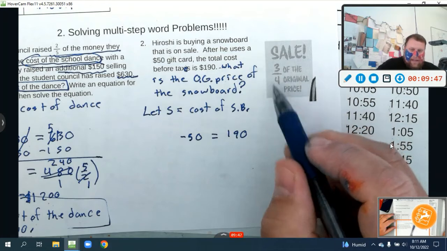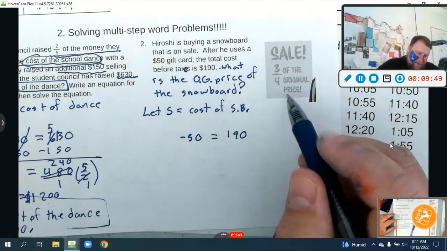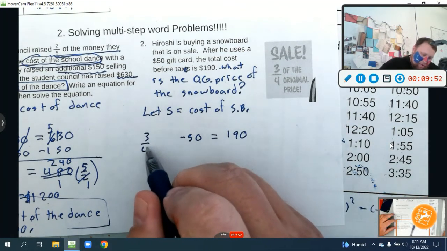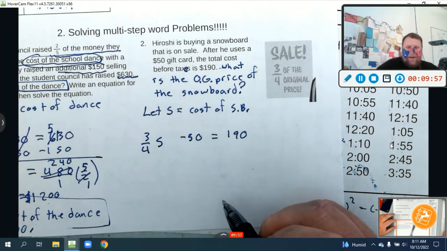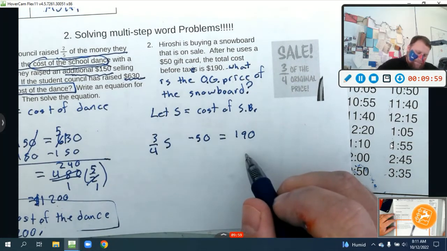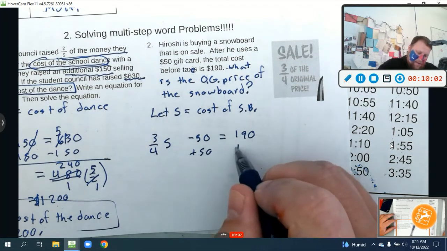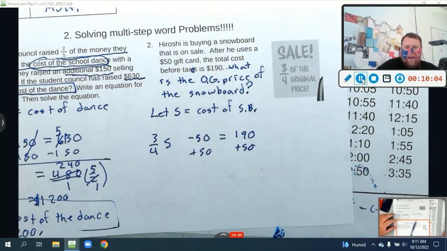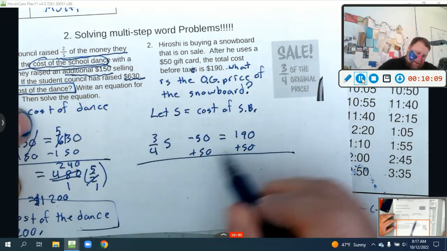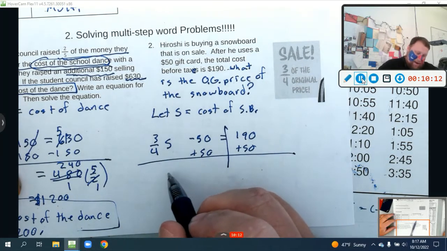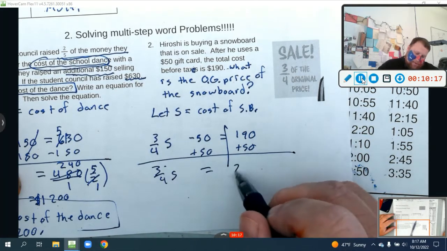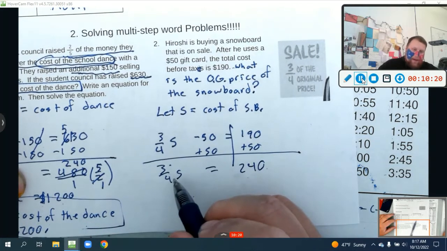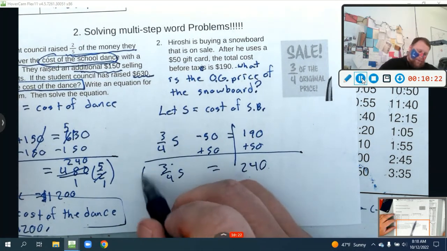Here's what else, this sign's going to help me. It says 3/4 of original price. So I know 3/4 of the original price minus $50 should be $190, right? So let's add 50 to both sides. All right, so we add 50 to both sides, and what do we get here? We get, and I'll separate my sides, 3/4 S equals 240. All right, again, multiplicative inverse or reciprocal.